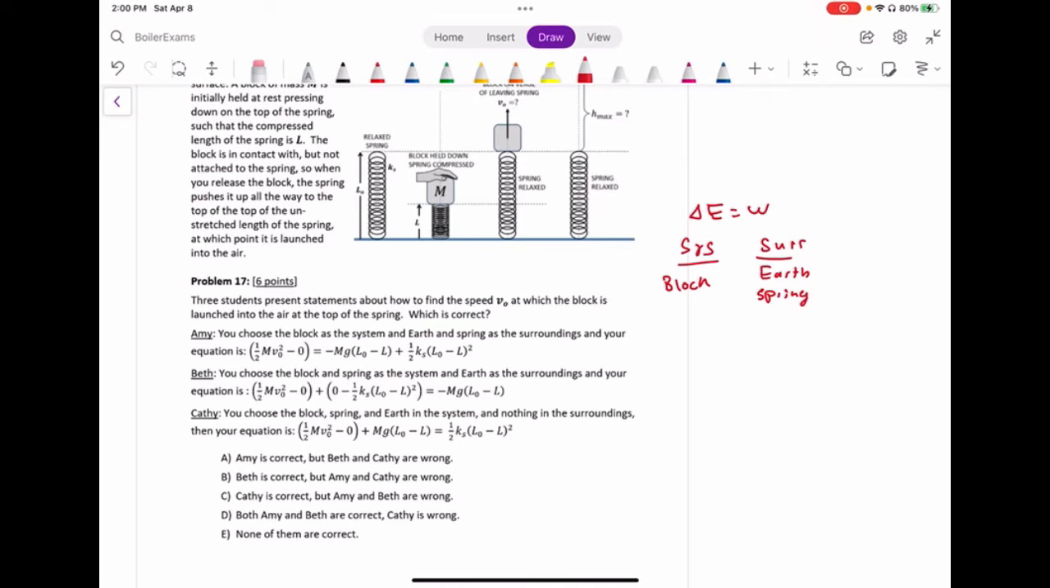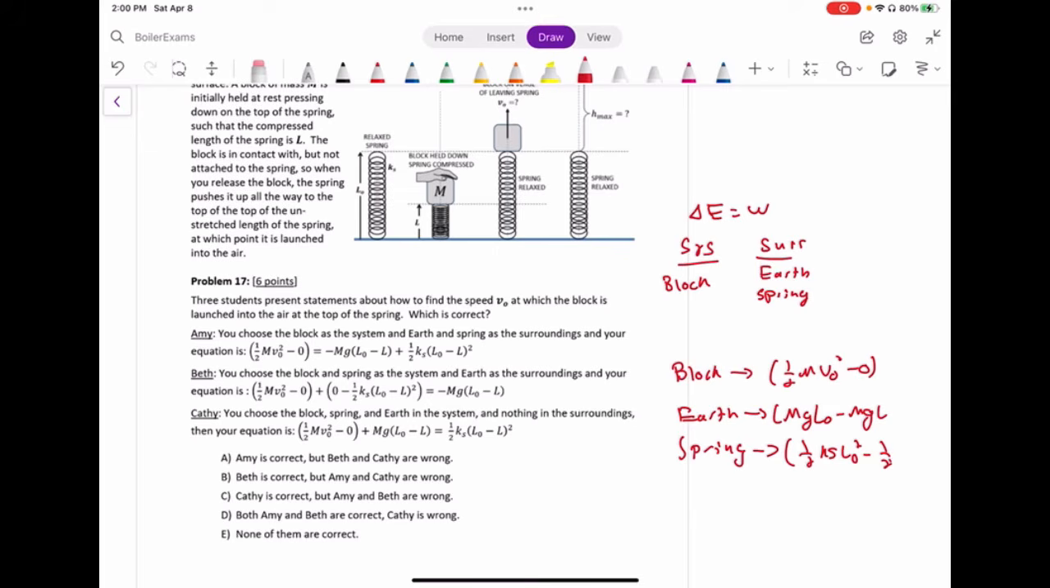So the block is going to have K trans. The block energy is going to be half m v naught squared minus 0, and then the Earth is going to be m g L naught minus m g L. They're going to look something like this, just for reference, so when we look at this one, we know they're talking about the spring. So let's go back to Amy.